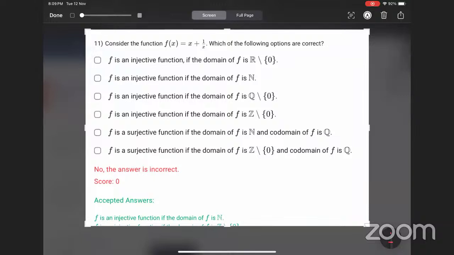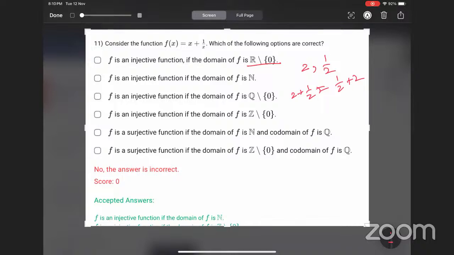Okay. So if the domain is R minus 0, then we can take 2 and 1/2, right? Clearly 2 and 1/2 are not the same, but the functional value will be the same. The functional value of 2 will be 2 plus half, and this will be half plus 2. That is the same, right? So the first option is incorrect.